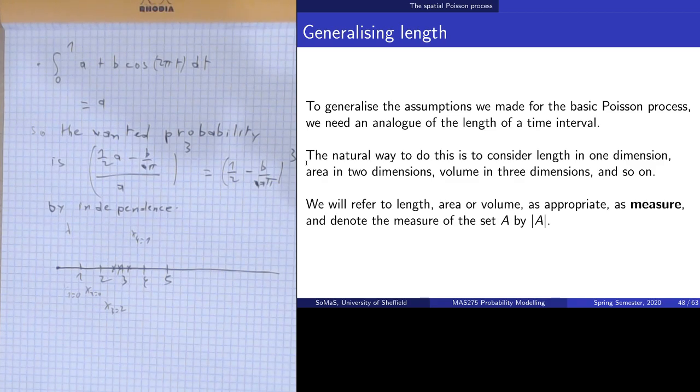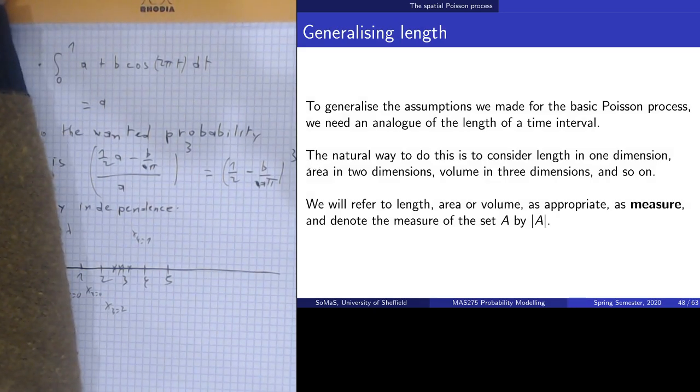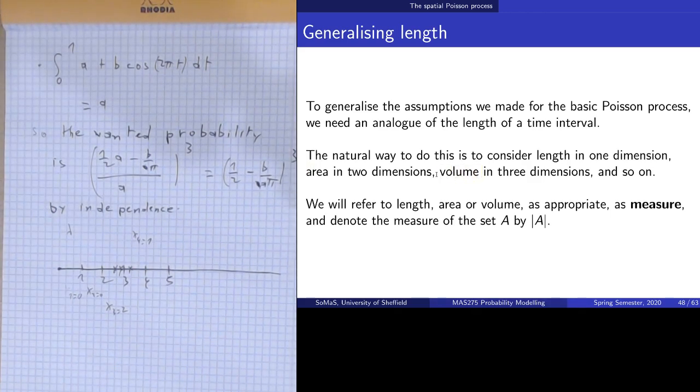So we want to create a more general definition. You remember, of course, that a big feature of a Poisson process is that we use the length of time intervals to say that the number of occurrences happening inside an interval is Poisson with parameter its length times lambda. So here we need to generalize length in multiple dimensions, and you know, of course, that you can generalize length as the area in 2 dimensions or the volume in 3 dimensions. So there's even more in more dimensions.